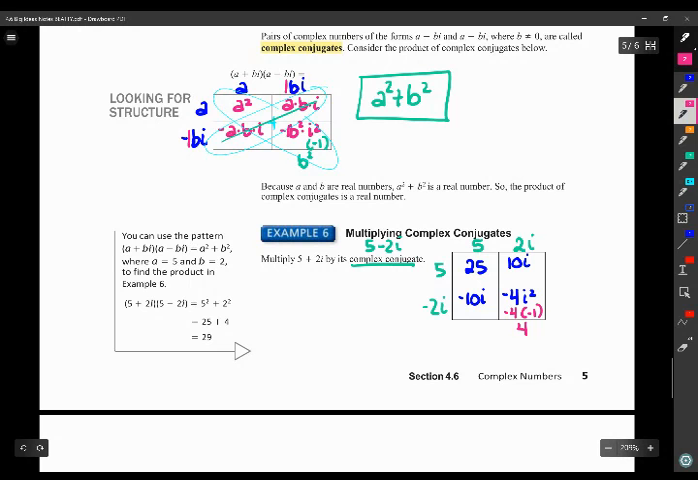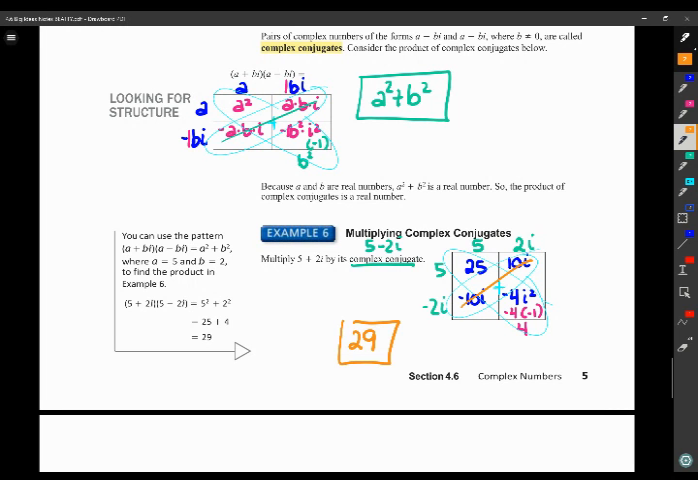And so what happens when we look at the diagonals again, and we're adding, notice what happens when I combine those together. 25 plus 4 gives us 29. And then negative 10i plus 10i makes that go away. And so we're left with just 29. And so multiplying by the conjugate will always make a real number. Just like when we multiplied by the conjugate, it always made the denominator be a number instead of a radical.